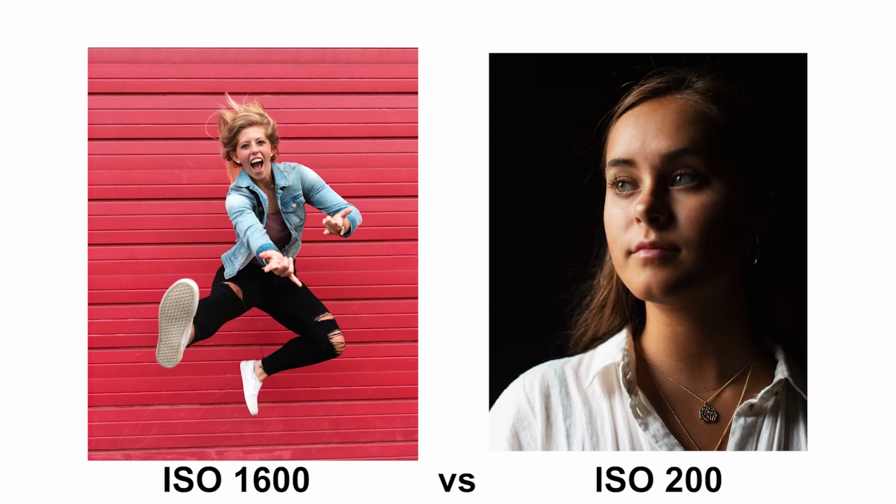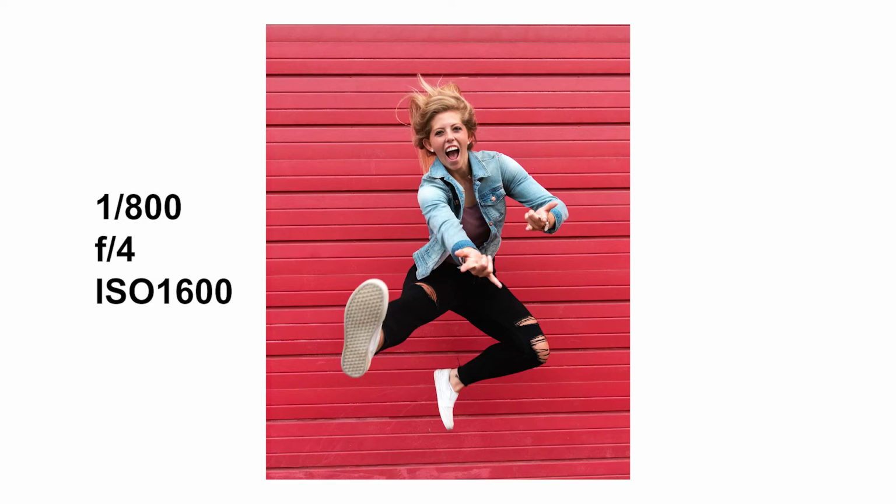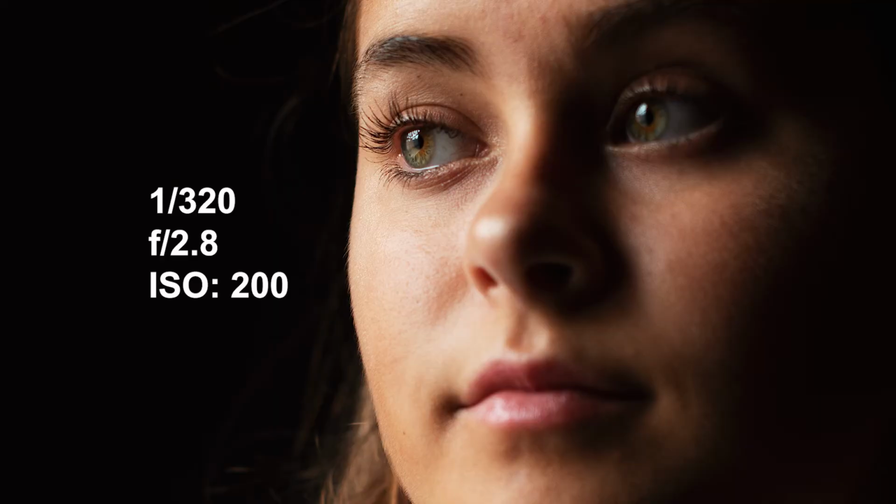Problem number 3: your photo has a lot of noise. This problem is really simple. The higher your ISO value, the more noise you'll get in your image. This issue can be solved by lowering your shutter speed or opening up your aperture to let more light into the sensor. This will allow you to use a lower ISO.